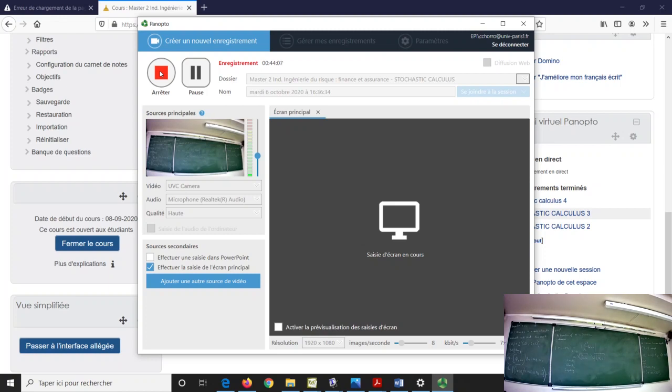What is the first term? I have the integral of 1 between s and t. So here, it's the square root of t minus s. And what happened for this one?